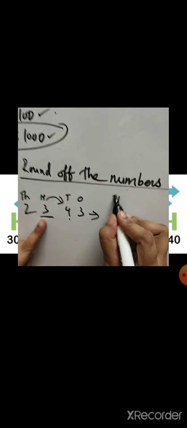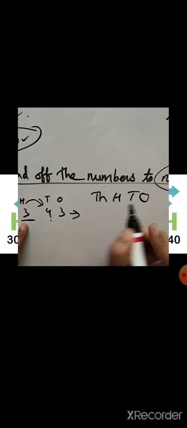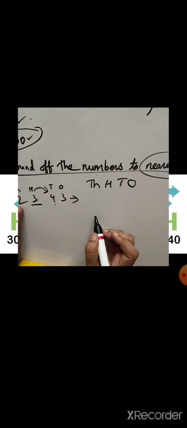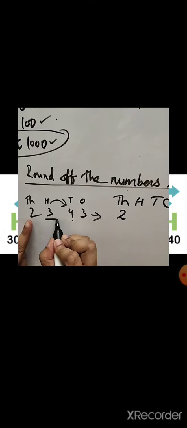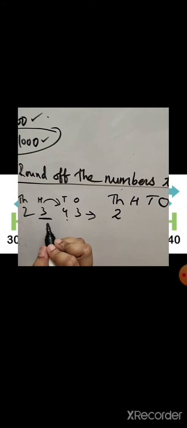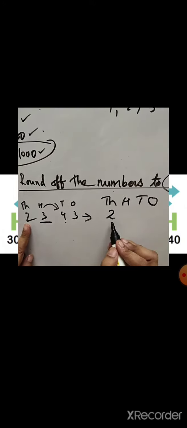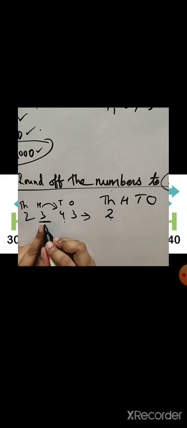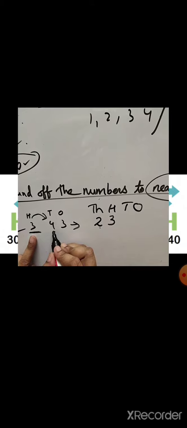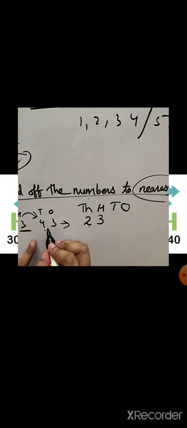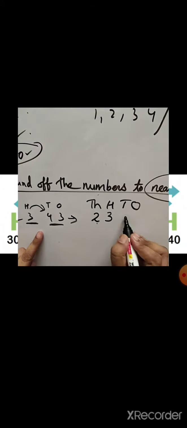Okay, so let us write the answer. How to write the answer? See carefully. This is 2. This will not change. Any number before the underlined number will not change. 2 will remain 2 and 3 will also remain 3 because the number at tens position is not more than 4. And what will happen to these two digits? They will turn 0.